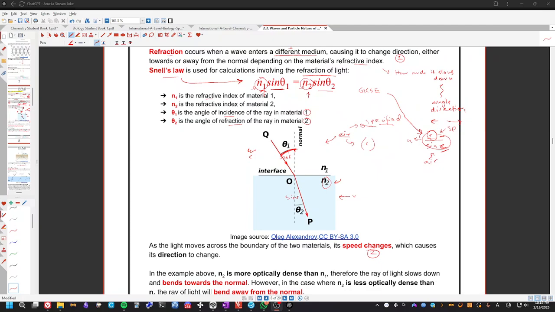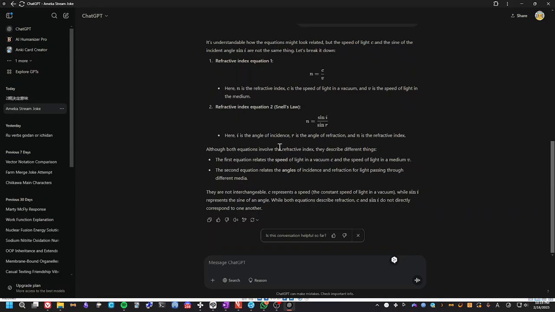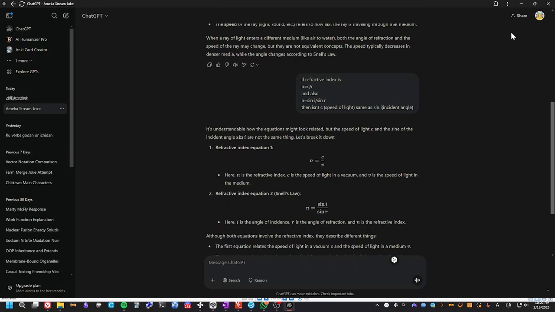It's alright. Okay. So over here it says you have your two different angle formulas, and although the first equations involve refractive index, they describe a different thing. The first equation relates to the speed of light in a vacuum C and the speed of light in a medium V. The second refers only to the angles of incidence and angles of refraction for light passing through different media. They're not interchangeable. C represents speed, and I represents sine of angle, while both describe refraction, sine i and sine r. Okay, fine. So although they're perhaps equal, they're not the same thing.